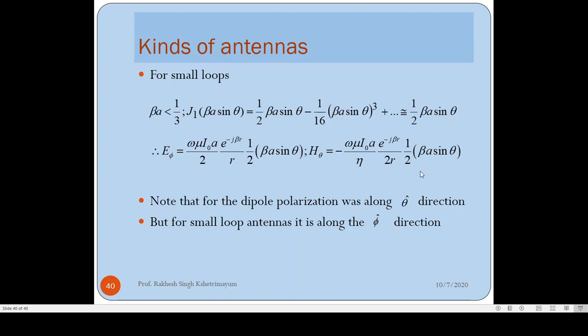So if you compare this expression for electric field and magnetic field with that of the Hertz dipole, they are very similar, except that for the dipole polarization was along the theta direction, but for the loop antenna polarization is along the phi direction. Otherwise the expression is very similar. So you can even assume a small loop antenna of electrically small length as a Hertz dipole and find out the radiation pattern. But the point to be noted is that the polarization of the dipole antenna and small loop antenna is different. The Hertz dipole antenna is polarized along the theta direction, whereas the small loop antenna of electrically small length is polarized along the phi direction.